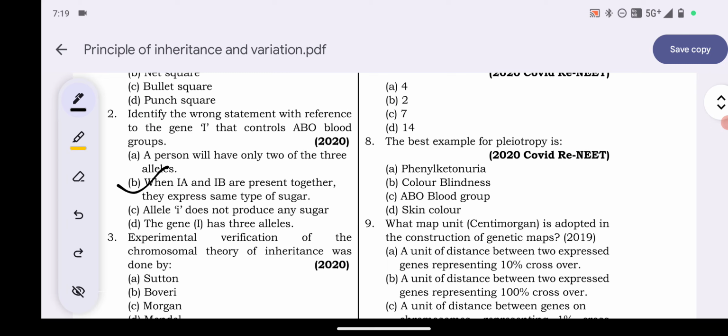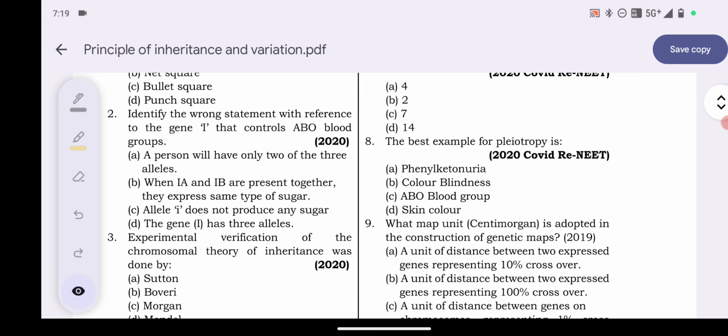Sugar or antigen A is produced on the surface of RBC by allele IA. It is dominant in nature. Antigen B is produced on the surface of RBC by allele IB. It is dominant in nature. Both alleles IA and IB produce both A and B antigens on the surface of RBCs. Both of them exhibit codominance. Because they express 2 different sugars or antigens on the surface of RBC, the statement when IA and IB are present together, they express the same type of sugar is incorrect.